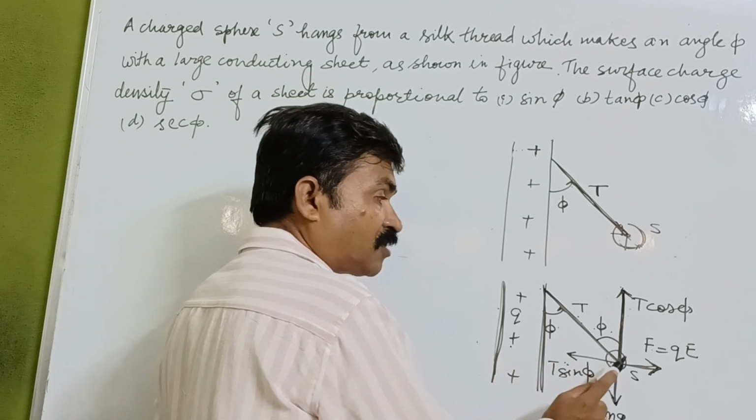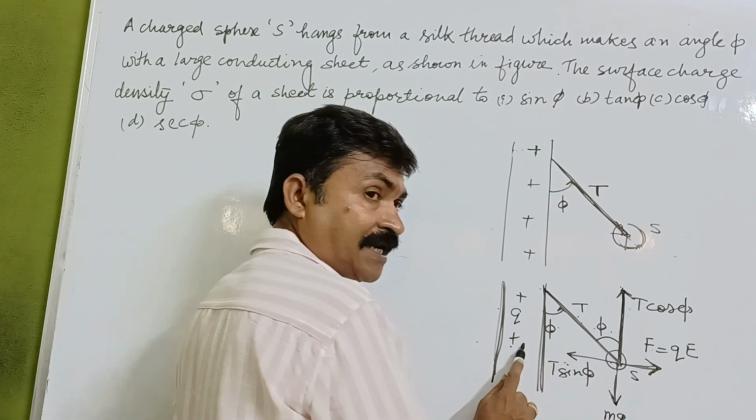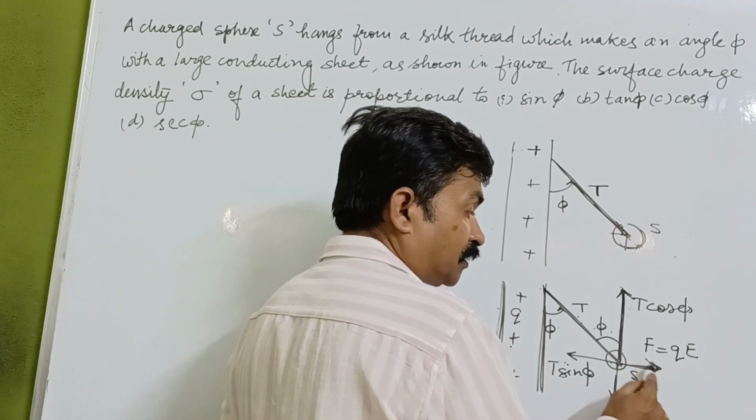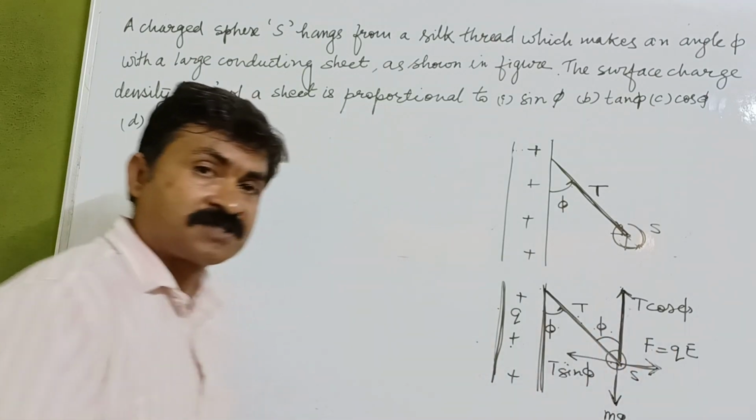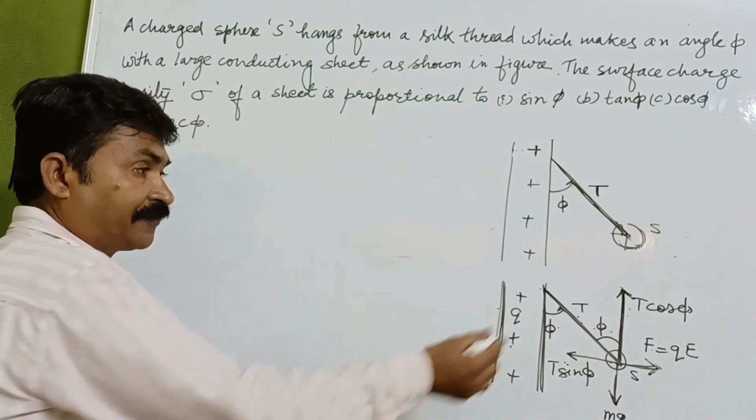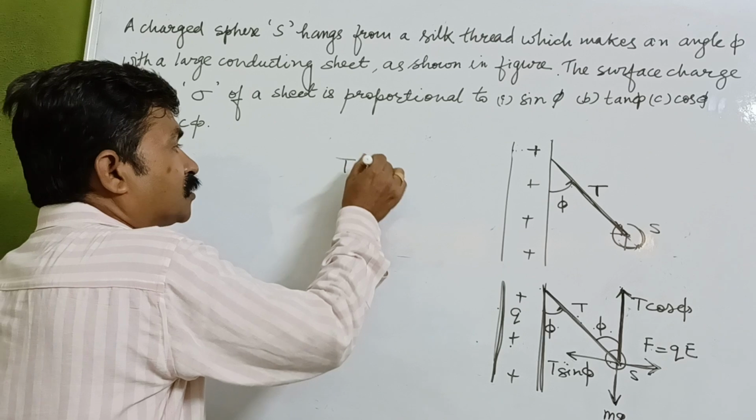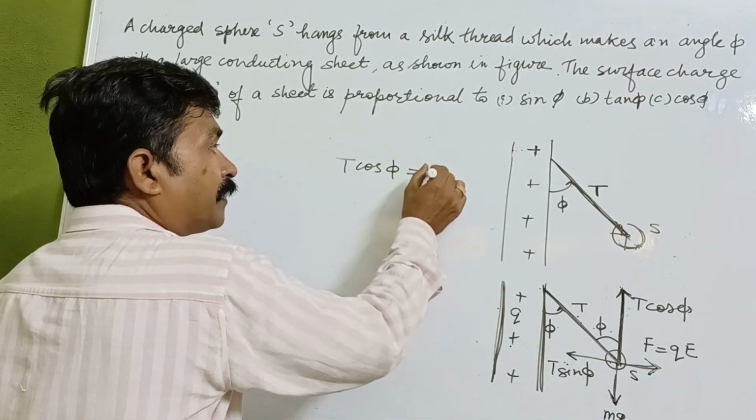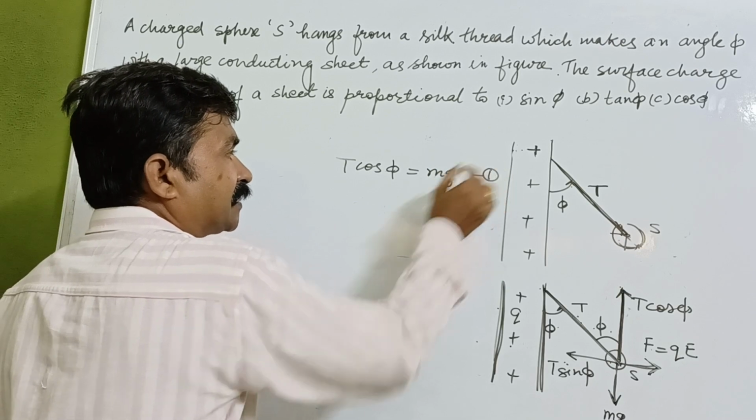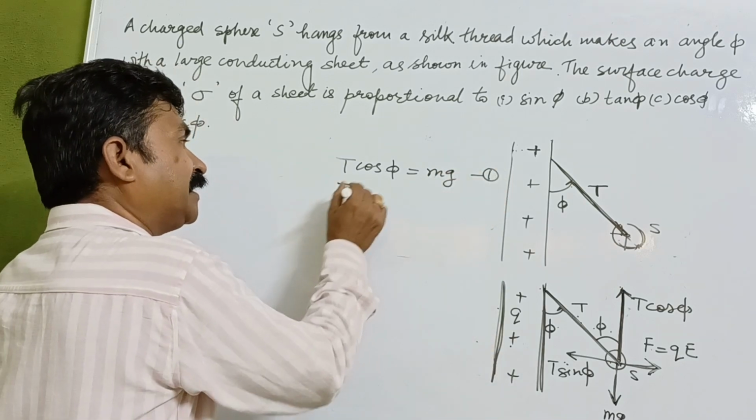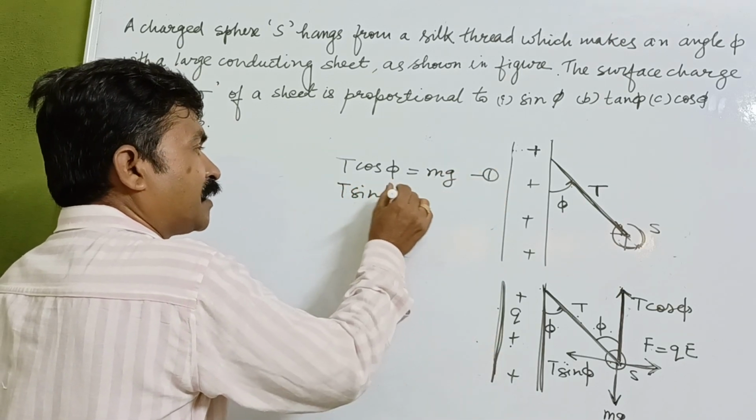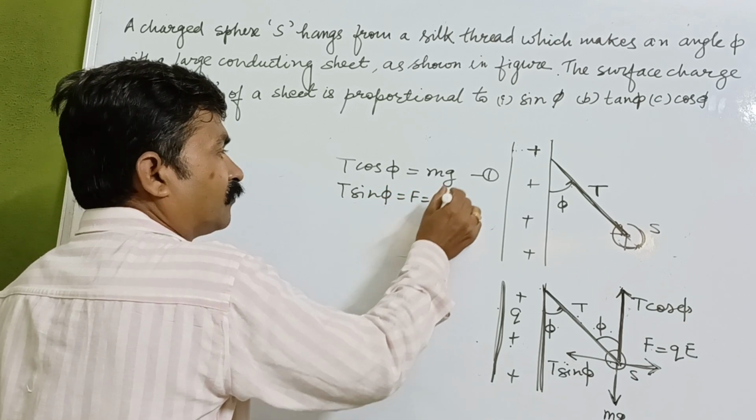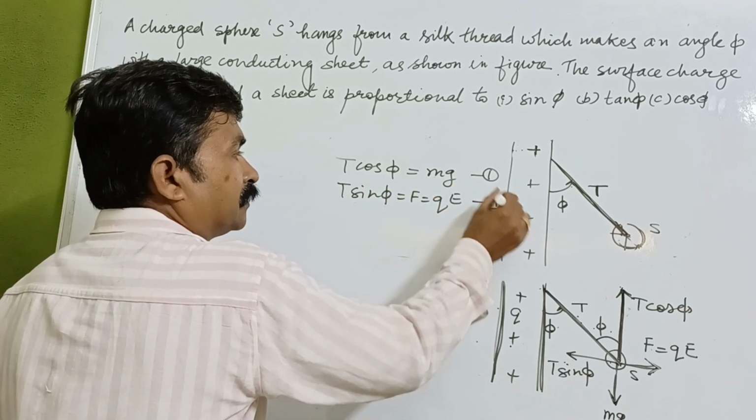And because of the charge, because of this electric field, there will be a force given by q times E. So T cos phi is balanced by mg, we can take it as equation 1. Similarly, T sin phi is balanced by the force, which is equal to q into E.